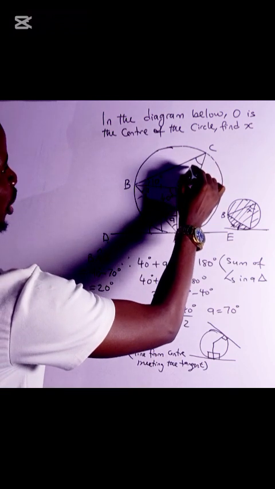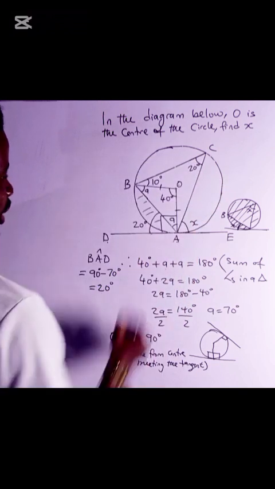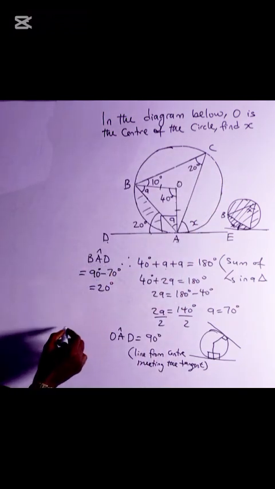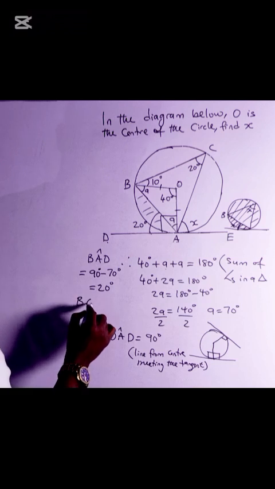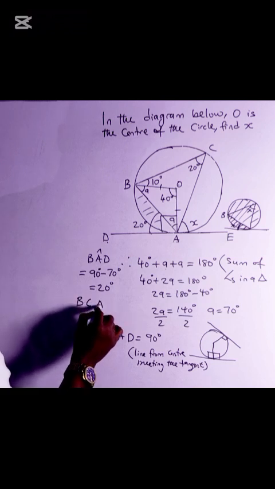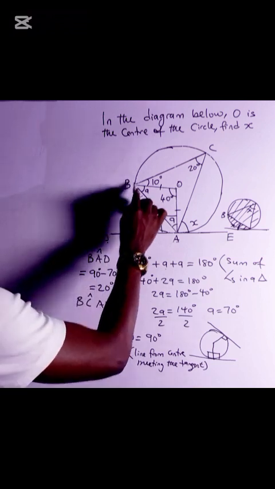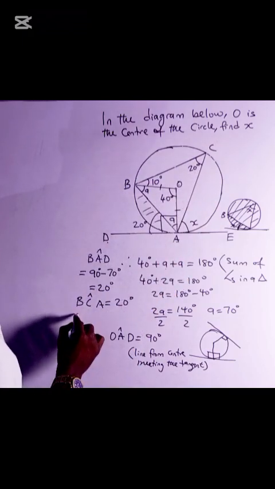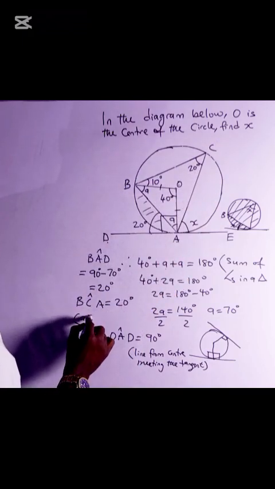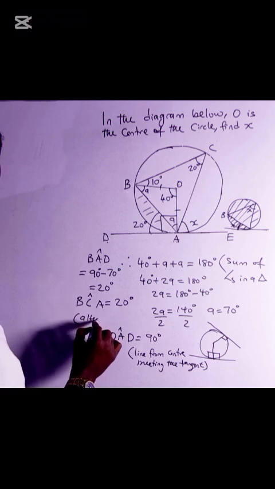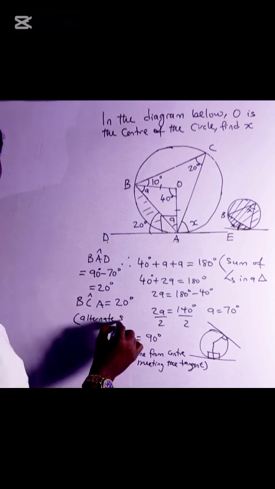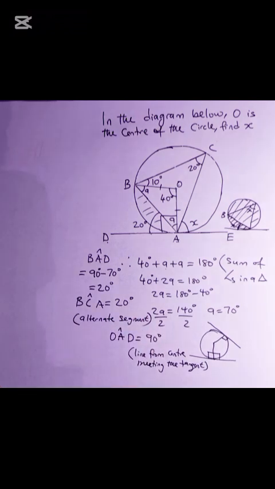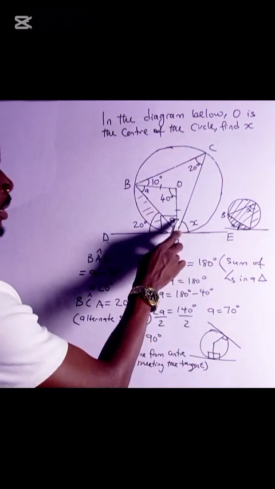So here is going to be what? 20 degrees. So since our BAD is 20, our angle BCA is equal to 20 degrees. Reason: alternate segment. Good. The goal is to find x.